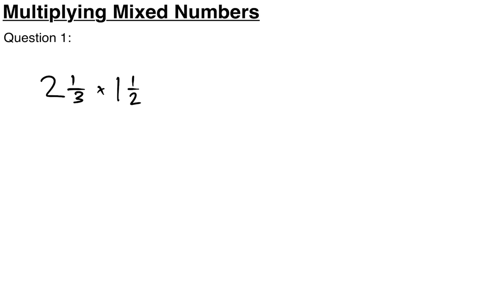And we would do this by multiplying the denominator and the whole number and then adding the numerator. So let me show you what I mean by that. 3 times 2 would be equal to 6 plus 1, which is equal to 7. And then our denominator is going to stay the same. So 7 over 3 times 2 times 1 is equal to 2 plus 1 is equal to 3 over 2, as our denominator stays the same.